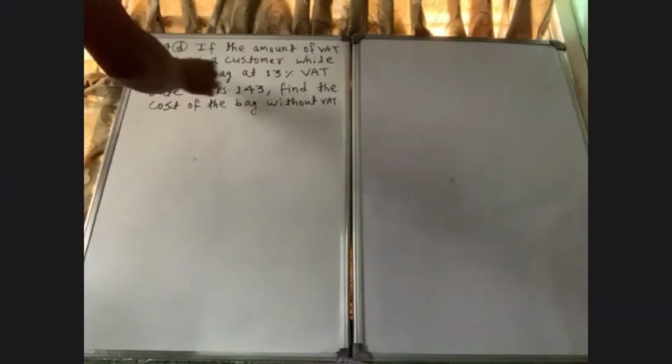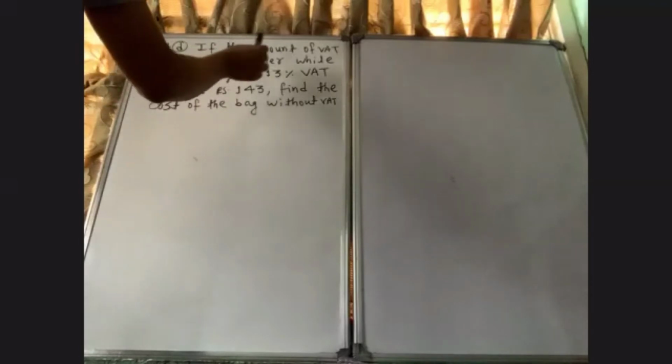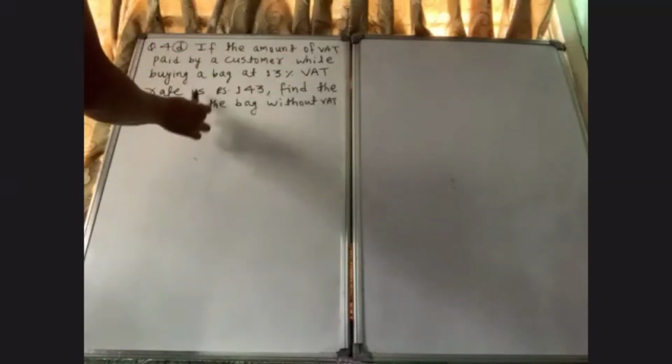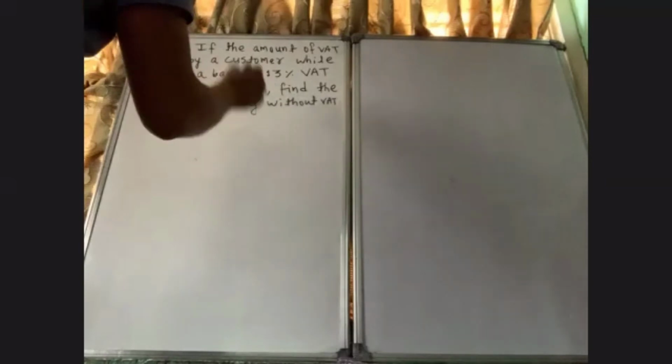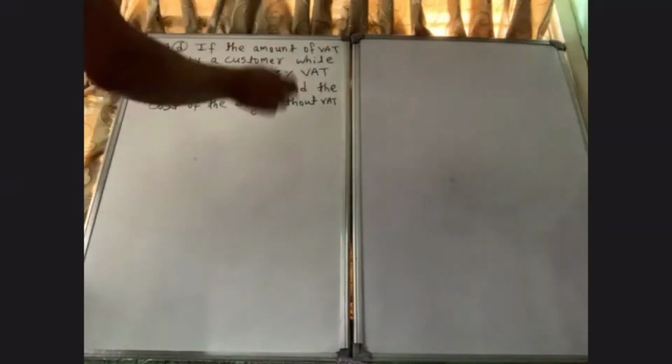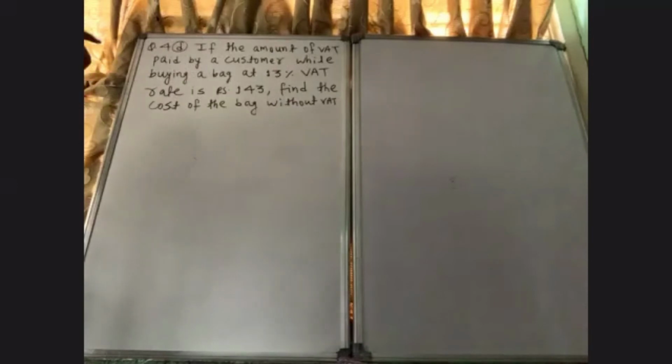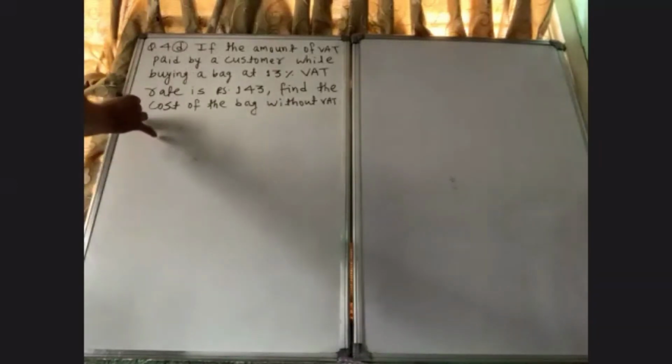So if you look at this sentence, the amount of VAT paid by a customer is ₹143. This is simply the amount of VAT. And we have to find the cost of the bag without VAT. Without VAT, the cost is the selling price. That's why we are asked to find the selling price. The price without VAT is always the selling price. Remember that. Okay, so let's start the solution.